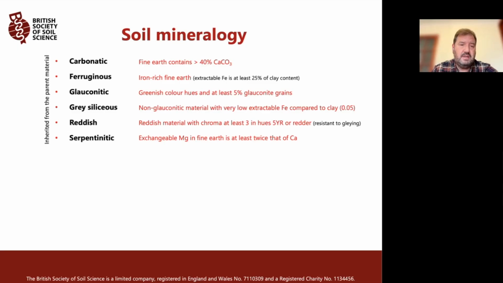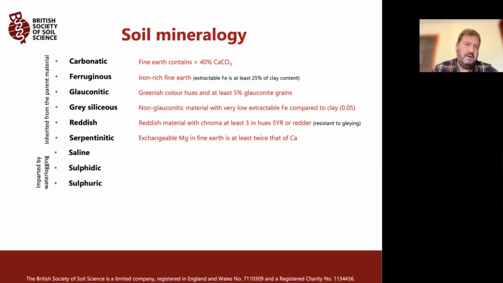Siliceous non-glauconitic soils have lots of silica or quartz in the soil. The reddish soils, so coming back to the Munsell chart, are those with chroma of at least 3 and hues 5YR or redder. And the reddish soils have strong iron oxidation, well drained. Serpentinitic soils, exchangeable magnesium soils, are high in magnesium effectively, but nutrient poor, chemically challenging actually for plants growing.